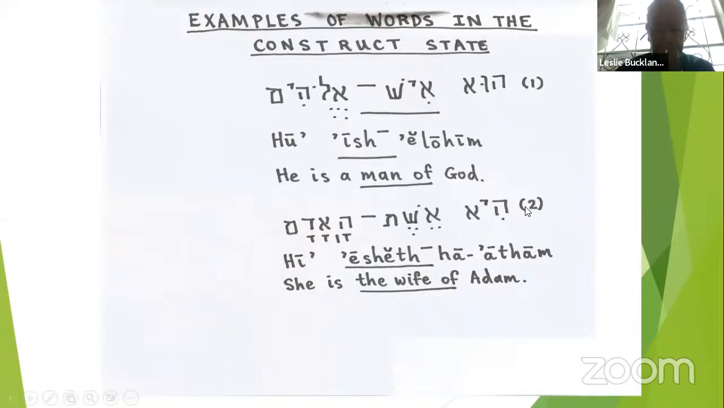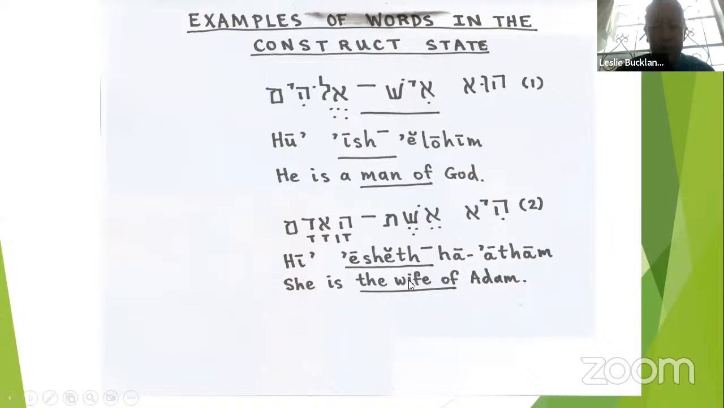Here's another example. Number 2, he esheth ha'adam. He esheth ha'adam. And here in English writing, he esheth ha'adam. In English translation, here is the meaning. She is the wife of Adam. Now, it may also be translated as the woman of Adam, but we know from the account in Genesis that Adam was married to the woman that God made for him.